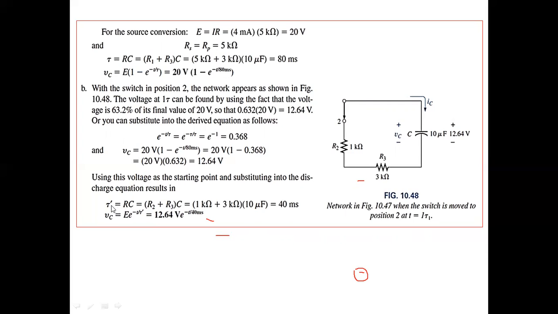Now the tau dash for the discharge phase, we will get 40 millisecond because R2 and R3 are now involved. Using the discharge formula for VC and putting the values, the tau value is now 40 millisecond, and instead of E we will get 12.64.